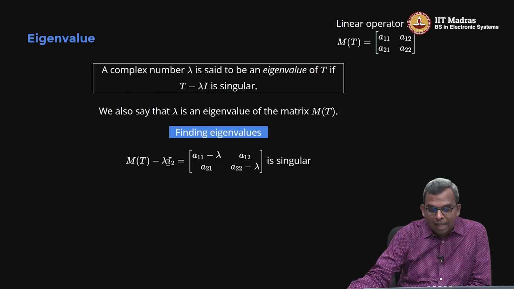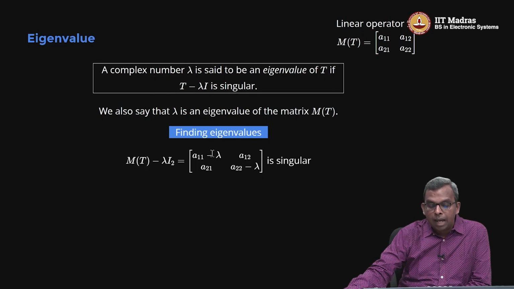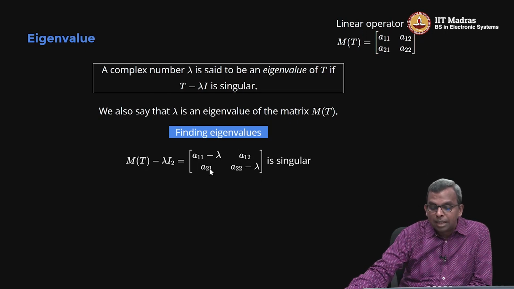So when you do minus lambda I2, I2 has 1 in the diagonal elements and 0 in the off diagonal elements. So you can see that this is exactly this matrix. A11 has a lambda subtraction, A22 has a lambda subtraction. These two elements are by themselves. And I want to find lambda such that this matrix is singular.